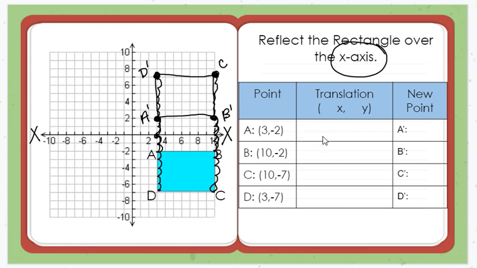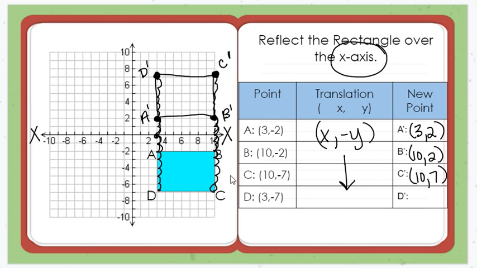All right, let's use our rule. Our rule is X stays the same and Y becomes its opposite. So let's check. So point A, 3, -2 becomes A prime, which will be 3, +2. And let's check that. Is A prime at 3, 2? And it is. Continue using that rule. 10, -2 becomes 10, +2. So write 10 up 2. Yes, it does. B prime. Point C, 10, -7. C prime becomes 10, +7. Write 10 up 7. Yes, it is.